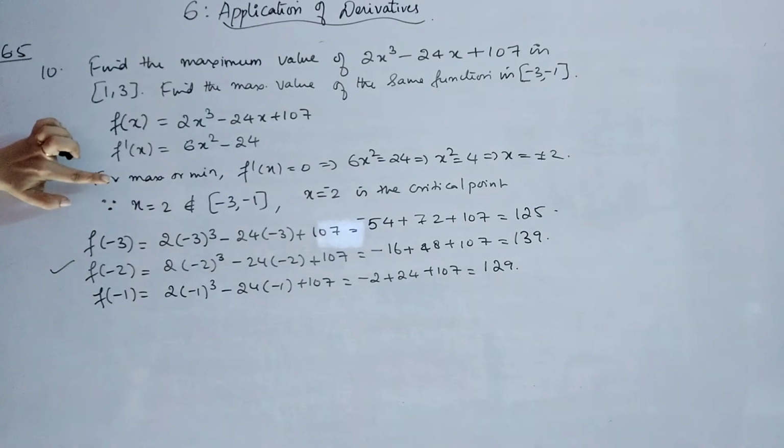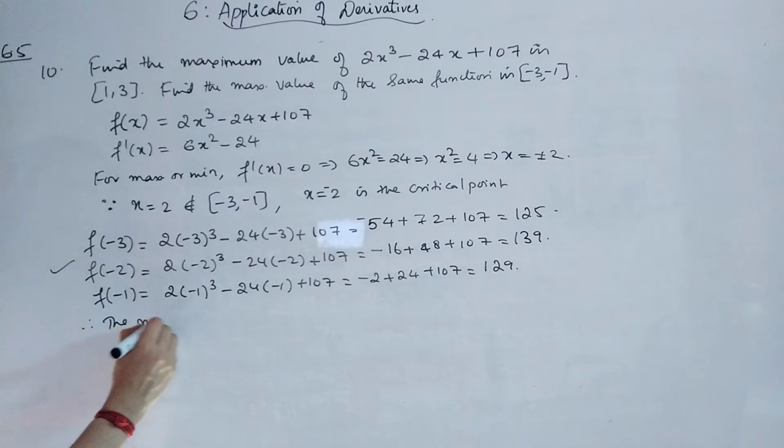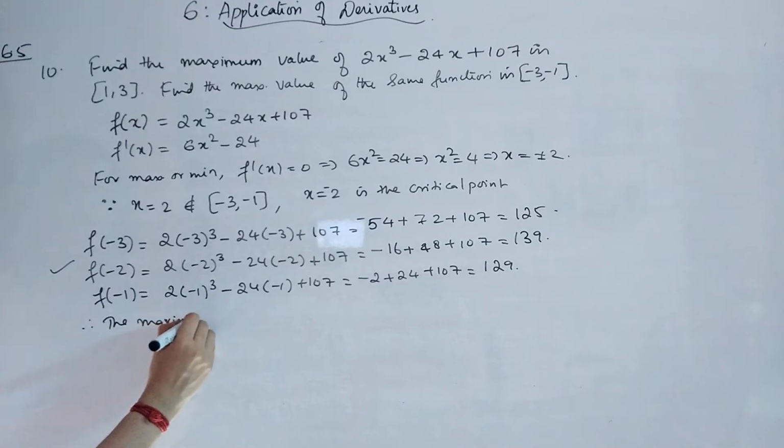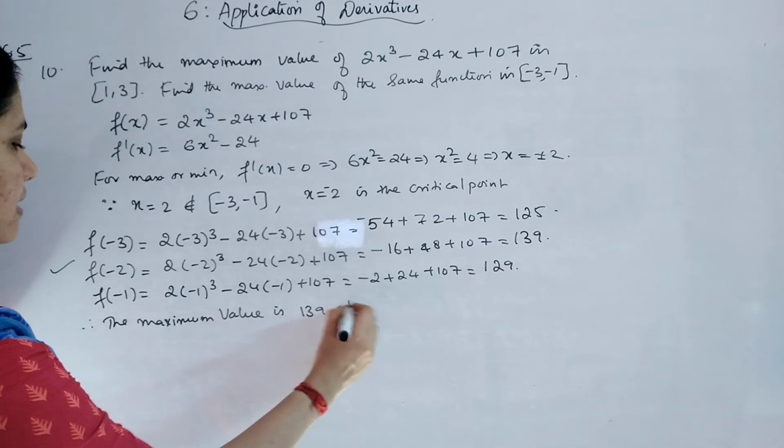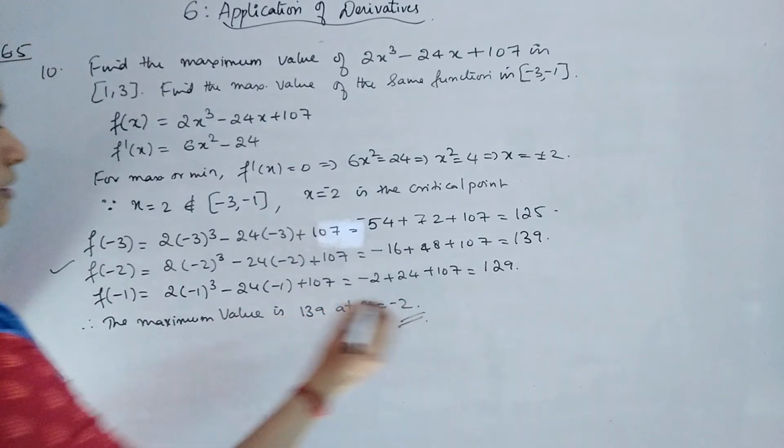You just see the values are changing. Here in the first case you got some other value which was 89 and it was at x equal to 3. Here you are getting the maximum value is 139 at x equal to minus 2.